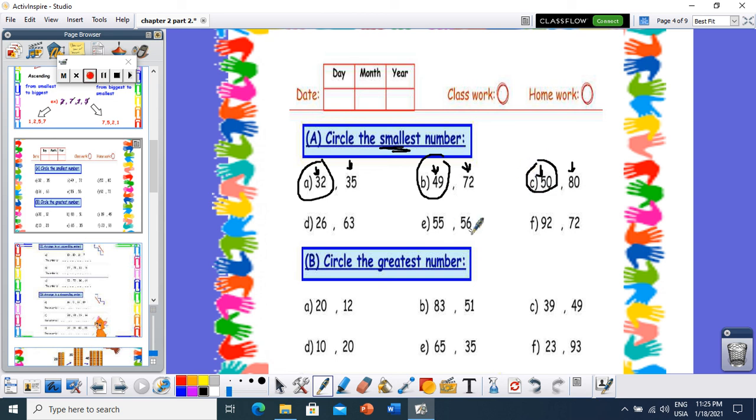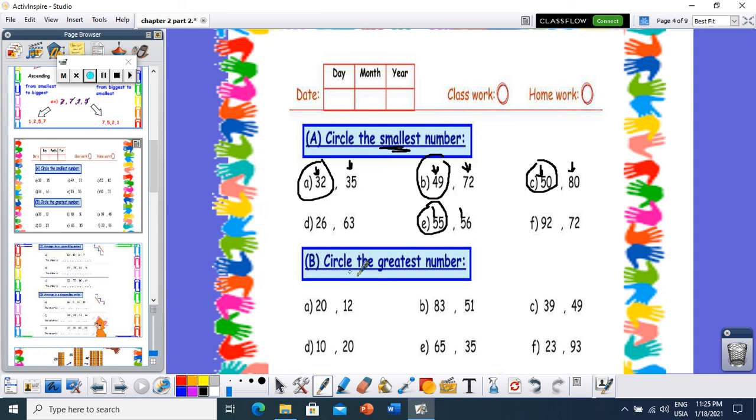55 and 56. So what shall I do? The first step, I have to look at the tens. Here I have 5 and here I have 5. So I have to look at the ones. Here I have 5 and here I have 6. Which is the smaller, 5 or 6? 5. So I make a circle around 55 because it's the smaller number.